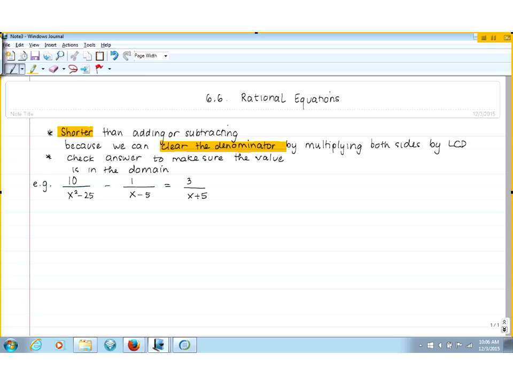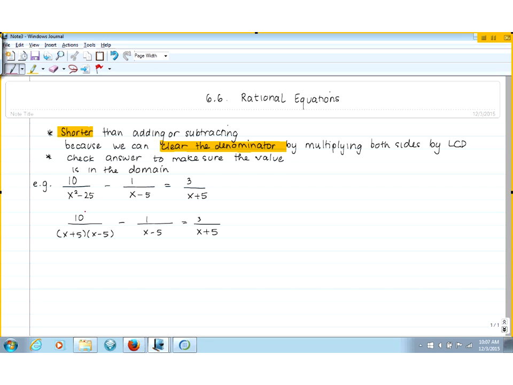So let's do one problem. Let's do this one. So what am I supposed to do now? Factor? Yes. So x squared over (x plus 5)(x minus 5) minus 1 over x minus 5 is equal to 3 over x plus 5. Now tell me, what is the LCD? (x plus 5)(x minus 5).